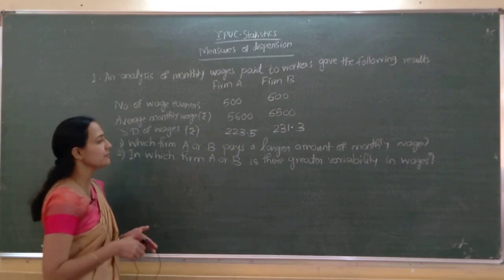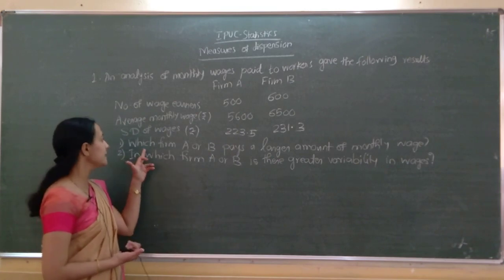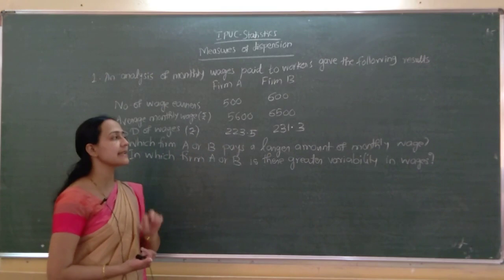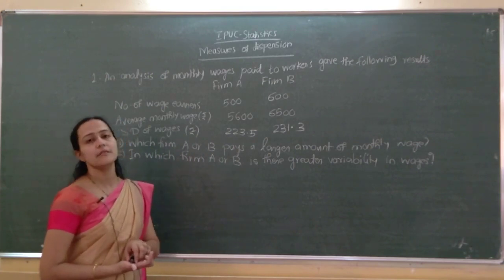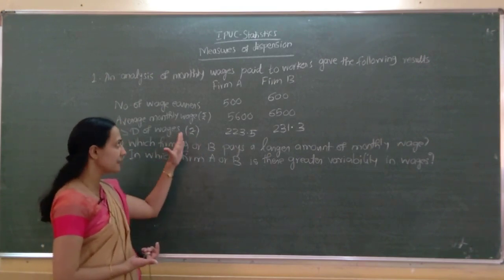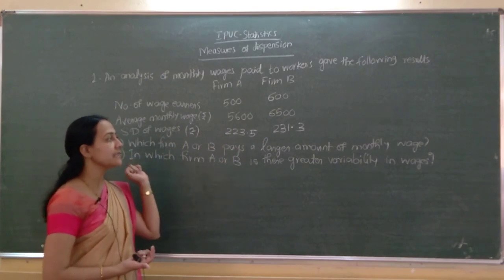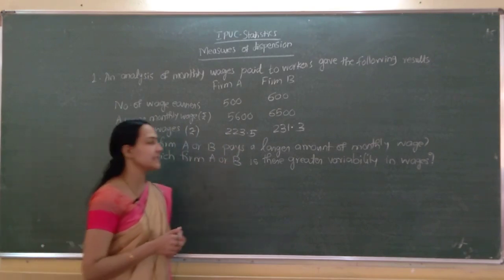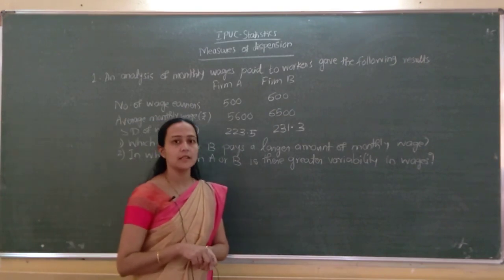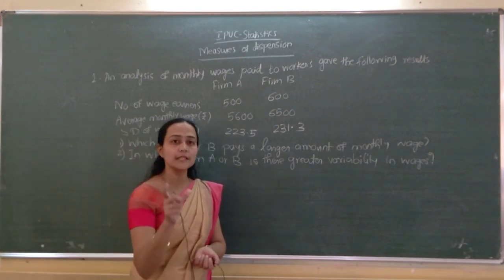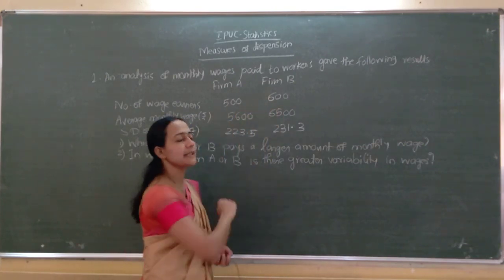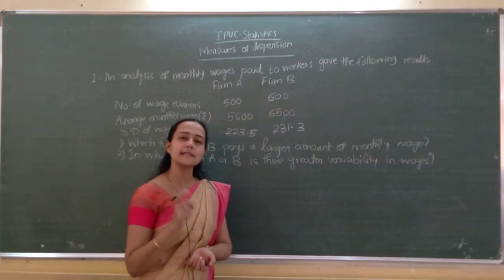Then what do we have to find? In the first question, which firm, A or B, pays a larger amount of monthly wage? We have to compute which firm pays a larger amount of monthly wage. So we have to find the total monthly wage of firm A, then the total monthly wage of firm B. So which one is more?